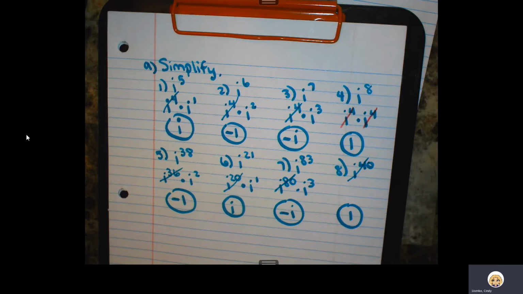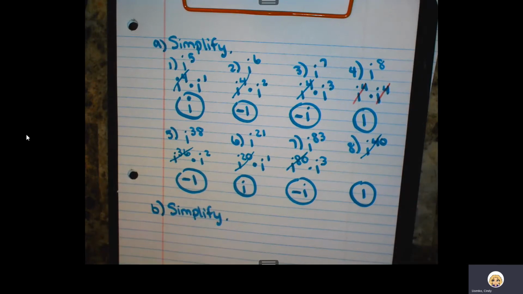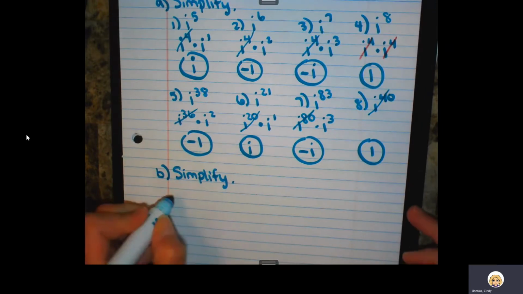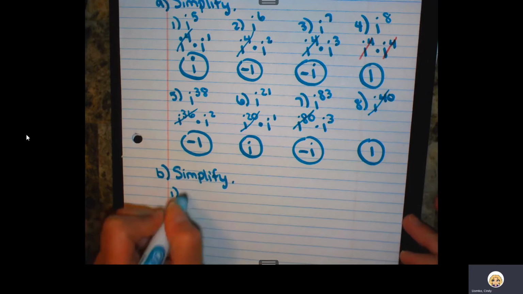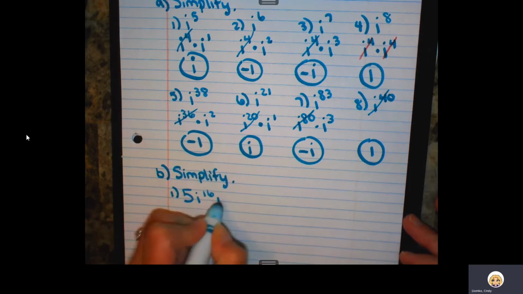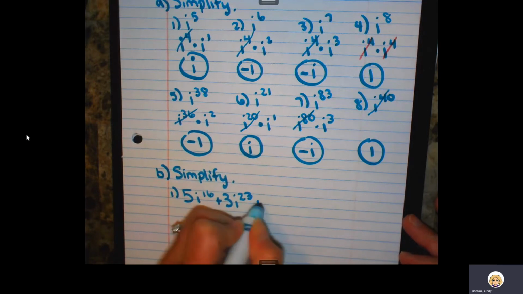2 more examples that are going to involve some operations. So this is the last part. We're going to do 2 examples, a little more complicated. So here's example 1. Can you write for me, there's going to be 3 terms: 5i to the 16th plus 3i to the 23rd plus i to the 26th.